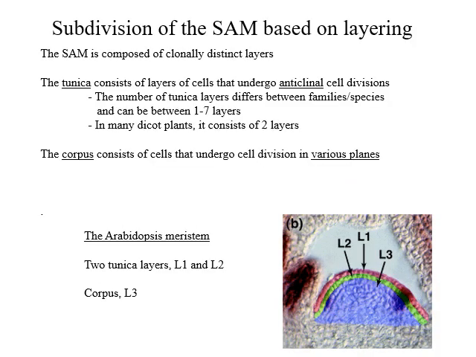I'm repeating myself. I'm coming back to the layered structure just to point out that it's not always two cell layers. It can be between 1 and 7 layers, depending on the size of the shoot apical meristem, and this differs in different families and species. But in many dicot plants, it consists of just 2 layers.